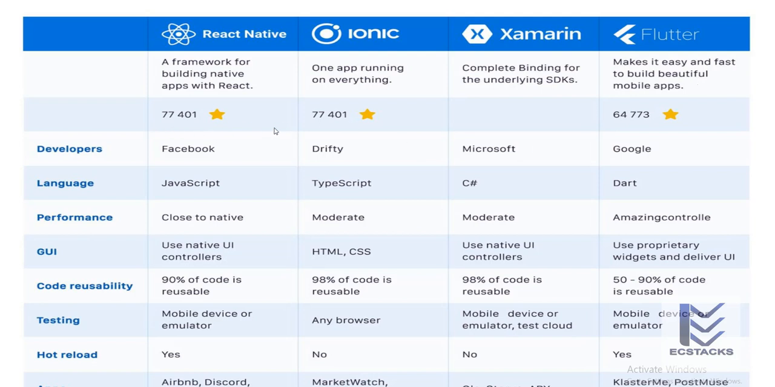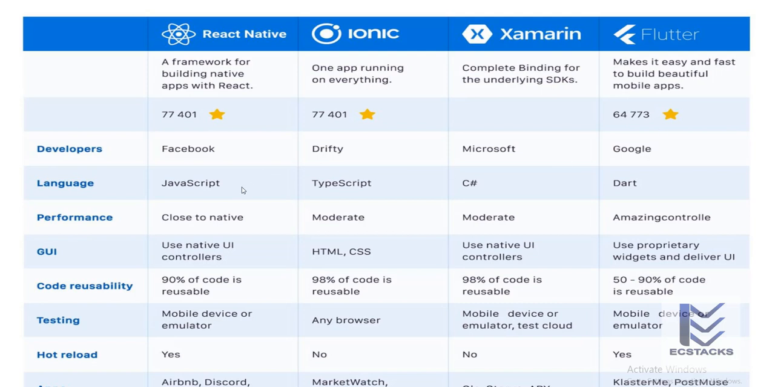You can see the Git repository, there are stars for every language. The one competing with Flutter right now is React Native. React Native has a big developer base, but since Flutter is new, it will catch up later. React Native is developed by Facebook, Ionic is developed by Drifty, and Xamarin is developed by Microsoft, and Flutter is developed by Google.